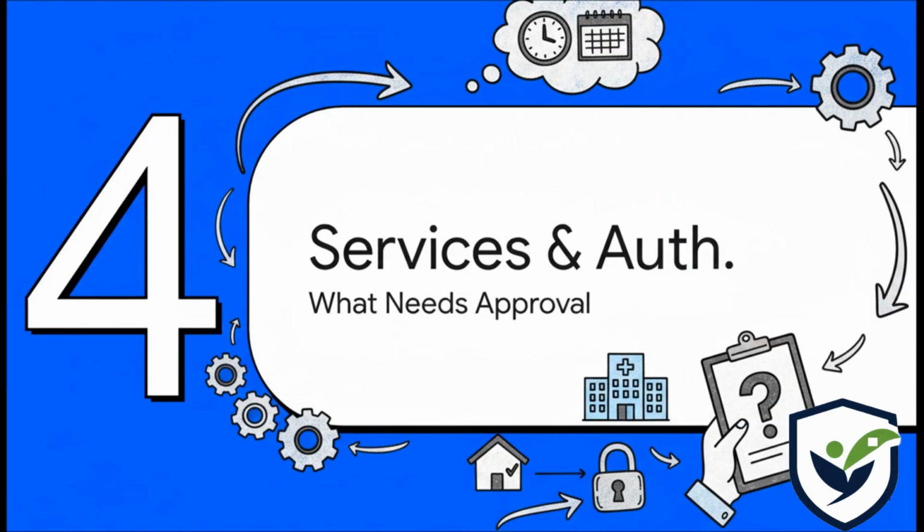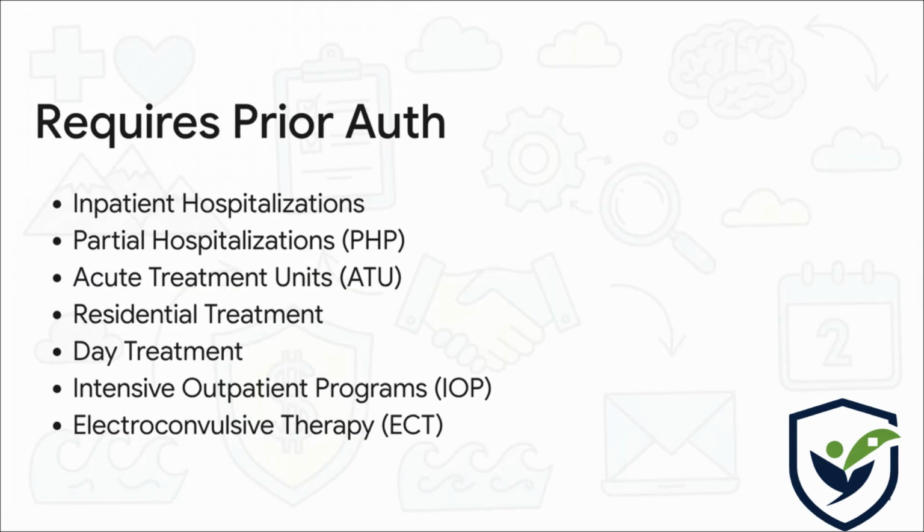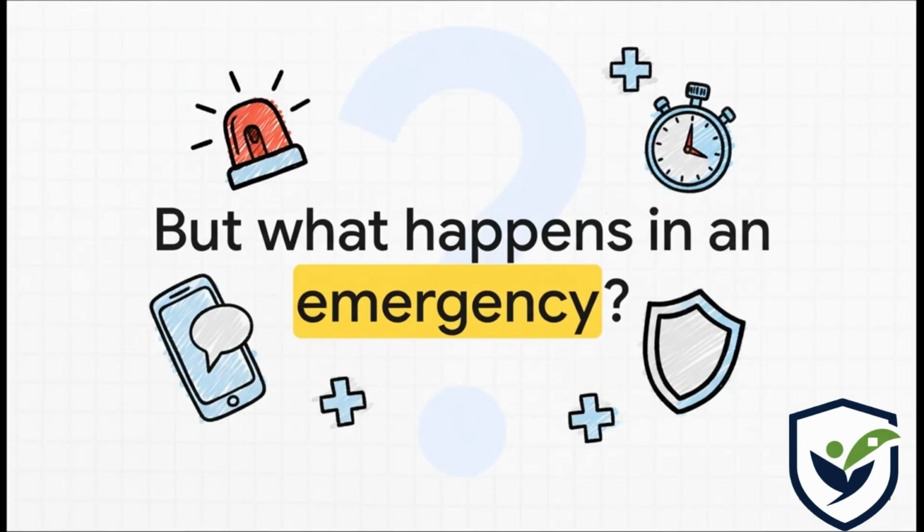Okay, let's shift gears and talk about the services you're providing. Now, your standard outpatient therapy session usually doesn't need pre-approval, but for higher levels of care, that's a different story. And that brings us to prior authorizations. This list covers the big ones that need a green light from RMHP before you can start. We're talking about the whole spectrum of intensive care here, from inpatient and residential all the way to IOP and ECT. The decisions are all based on medical necessity, using InterQual criteria to make sure the level of care is right for the patient.